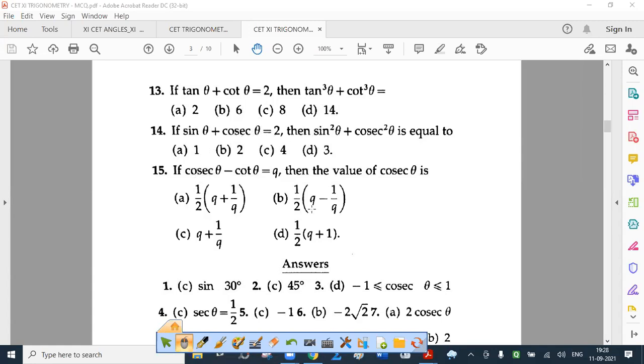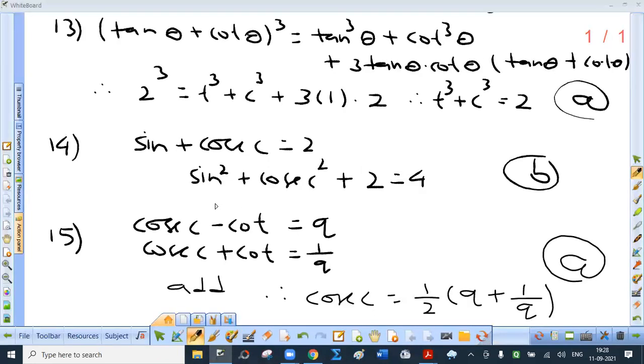15th one, cosec minus cot is q. Then what is cosec? See, cosec minus cot is q. So it will be cosec plus cot is 1 upon q. If you take the product, cosec square minus cot square is 1. Yes, 1 plus cot square is cosec square, so cosec square minus cot square is going to be 1. I repeat this. See, cosec square minus cot square is 1.